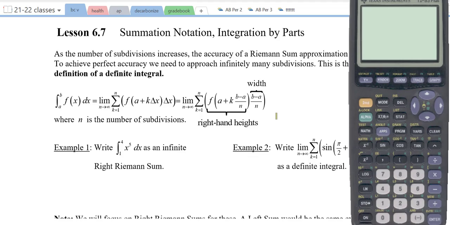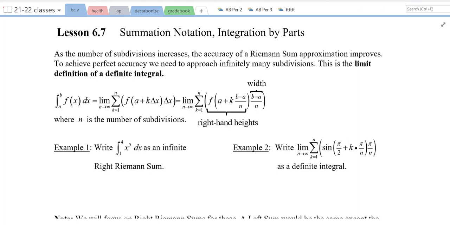All right, this is lesson 6.7 from the AP Calculus BC book. There's a topic here that's actually also done in the AB part. That's the summation notation. So if this is something you think, hey, I've seen before, you're right, you have. It's actually in one of the AB videos. So I'm not actually going to do this part again with you.